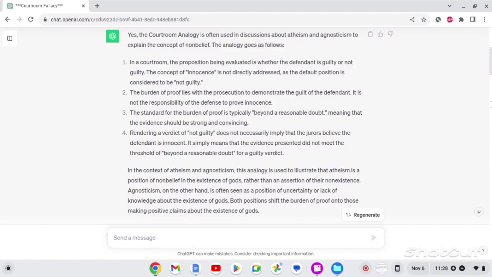In the context of atheism and agnosticism, this analogy is used to illustrate that atheism is a position of non-belief in the existence of gods, rather than an assertion of their non-existence. Agnosticism, on the other hand, is often seen as a position of uncertainty or a lack of knowledge about the existence of gods. Both positions shift the burden of proof onto those making positive claims about the existence of gods.